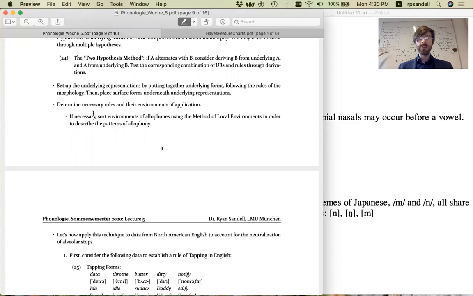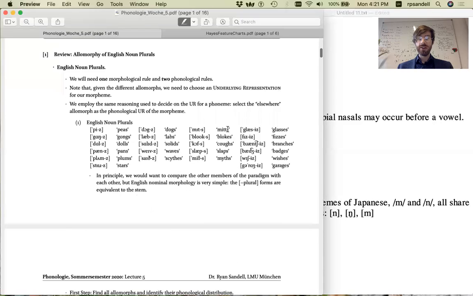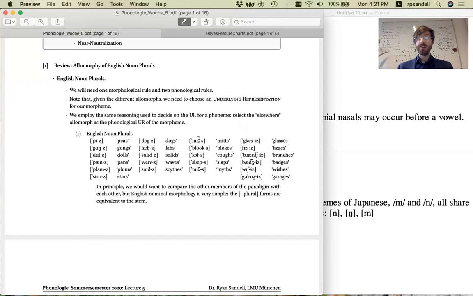And in those cases, if you need to, you can sort the environments of the allophones using the method of local environments to describe a pattern of allophony or a pattern of allomorphy. So that is something that we could have done in the English case here. One could have started in part by applying the method of local environments to see where exactly does za occur, where exactly does sa occur, and where exactly does z occur.